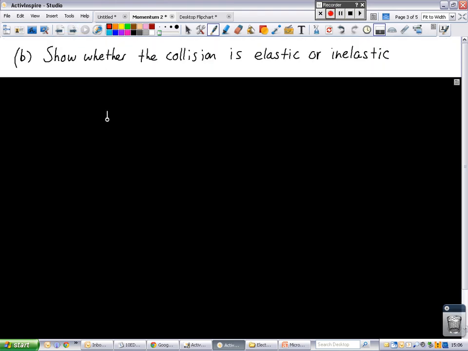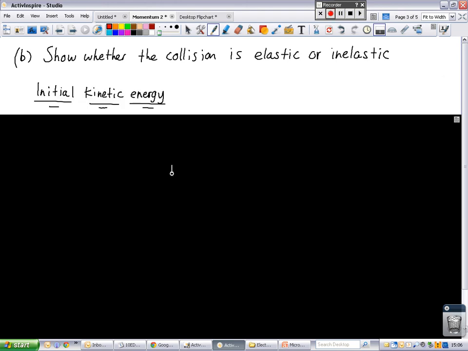The next thing we looked at, and this is the different part, is to show whether the collision is elastic or inelastic. This is a typical question to follow a standard sort of momentum problem. Now, whether a collision is one of those depends upon the kinetic energy. So we need to figure out kinetic energy before the collision, then kinetic energy after the collision as well.